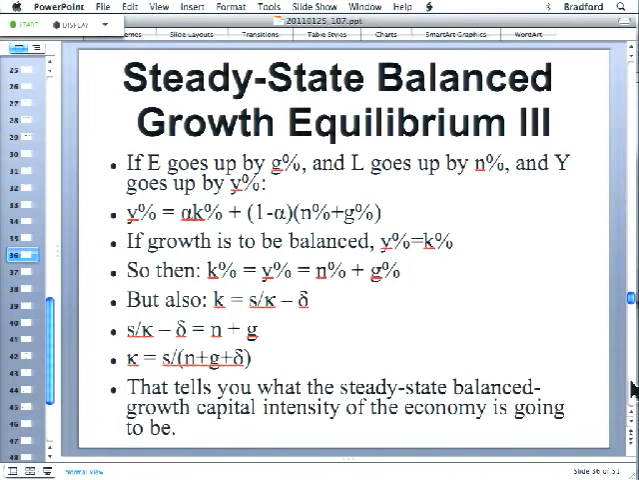So now we've managed to nail down, if our economy is balanced, just what its capital intensity will be, how much capital there'll be for every unit of annual output. That's an important thing to nail down, because then we can start calculating what the level of output in the economy is going to be.